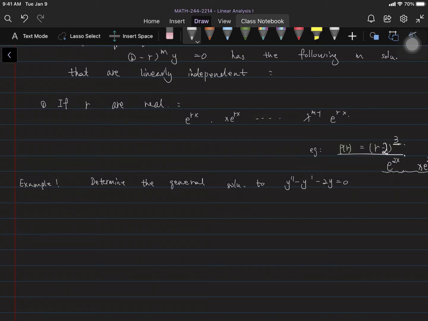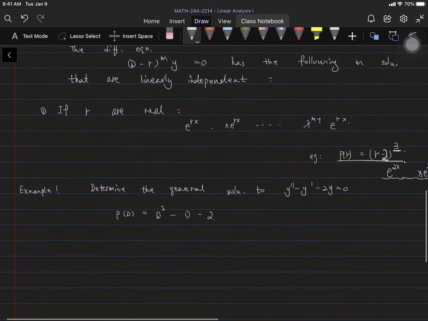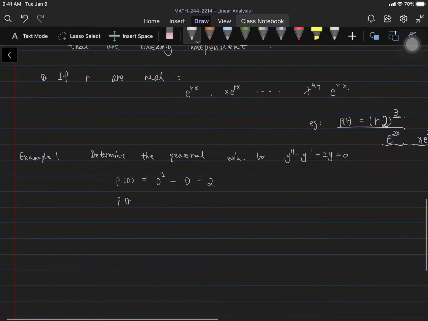Let's see. First step, we write down P(r). If you want, we can write down P(D) first. P(D) means, if we look at here, second derivative, first derivative, and here's just 2, right? So P(D) is D squared minus D minus 2. This is the polynomial. And if we change D into r, it becomes r squared minus r minus 2. The corresponding auxiliary equation is this equals 0.